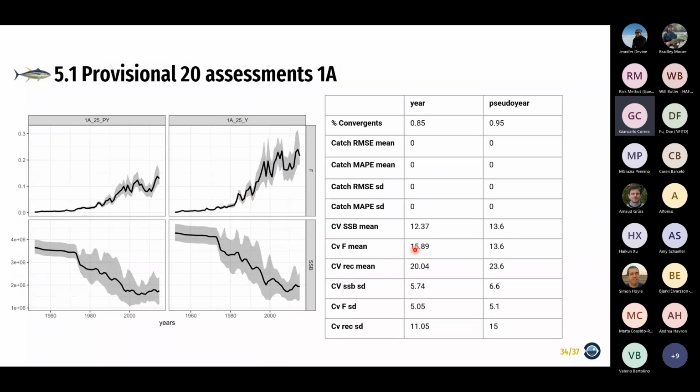And then we ran some provisional assessments considering 20 replicates for the 1-area model. These are the results for the 1-area model. And we are showing here all the runs that we have for the fishing mortality and the spawning biomass. And this first column is for the pseudo-GR. PY means pseudo-GR, and the Y means like GR configuration. This is for 20 replicates as some provisional results.